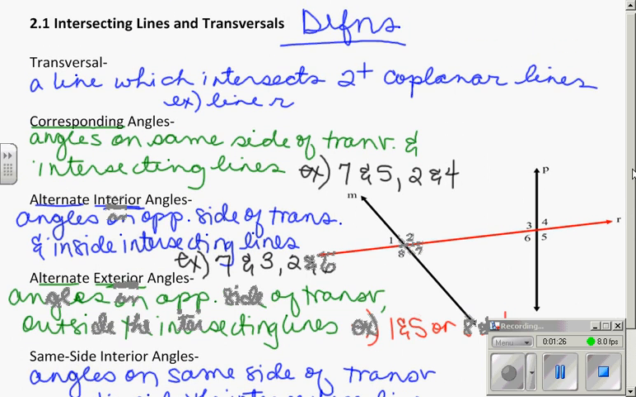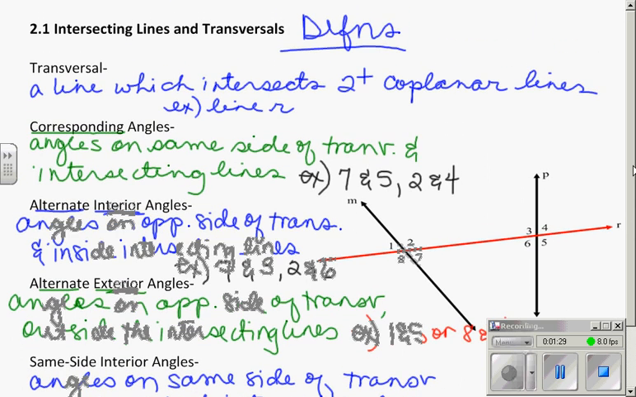So let's go back and look at the examples. As you can see here, line R in our picture is our transversal. It's the one that cuts across. Now, corresponding angles are on the same side of the transversal, same side of the red one, like 7 and 5, and on the same side of the intersecting lines. Then another set of corresponding would be 1 and 3, because they correspond relative to the transversal and the intersecting lines.